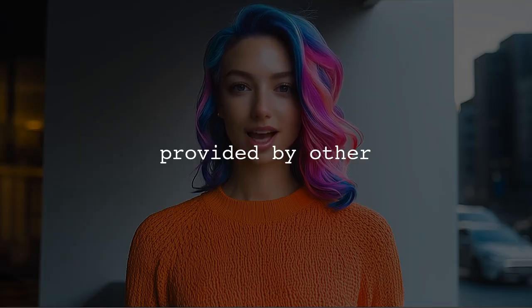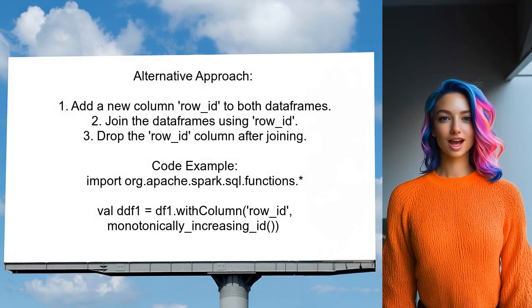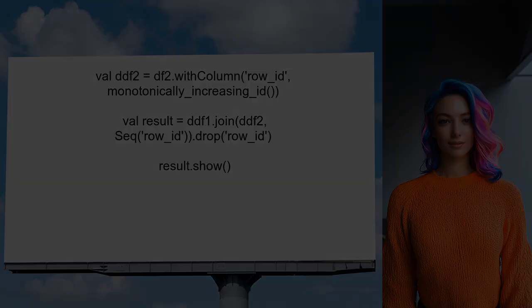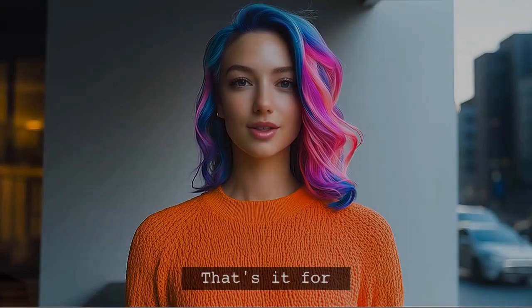Now, let's look at the answers provided by other users. An alternative approach shared by a user involves using Scala code to concatenate Spark data frames. They suggest creating a new column called row ID in both data frames, which helps in joining them together. This method allows you to combine the data frames column-wise effectively. That's it for that answer.